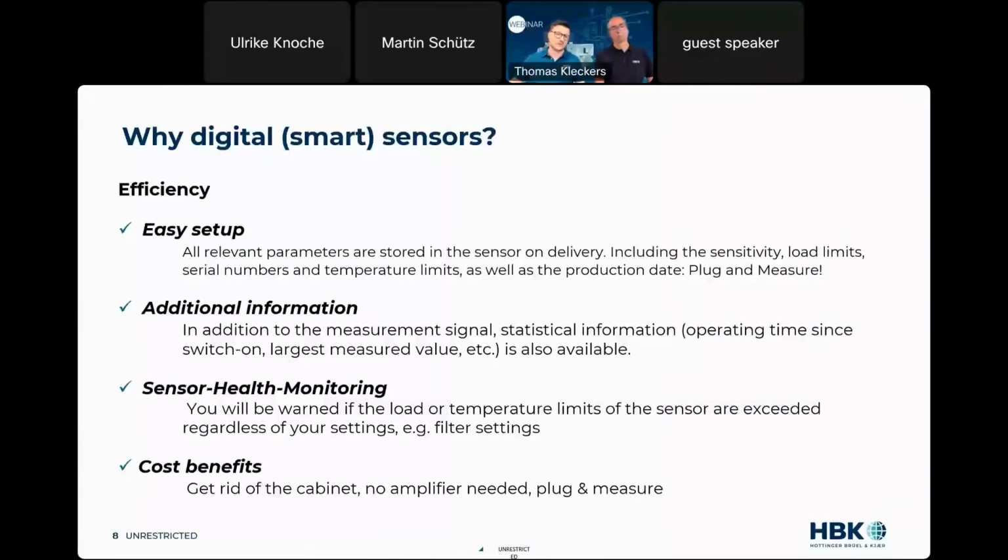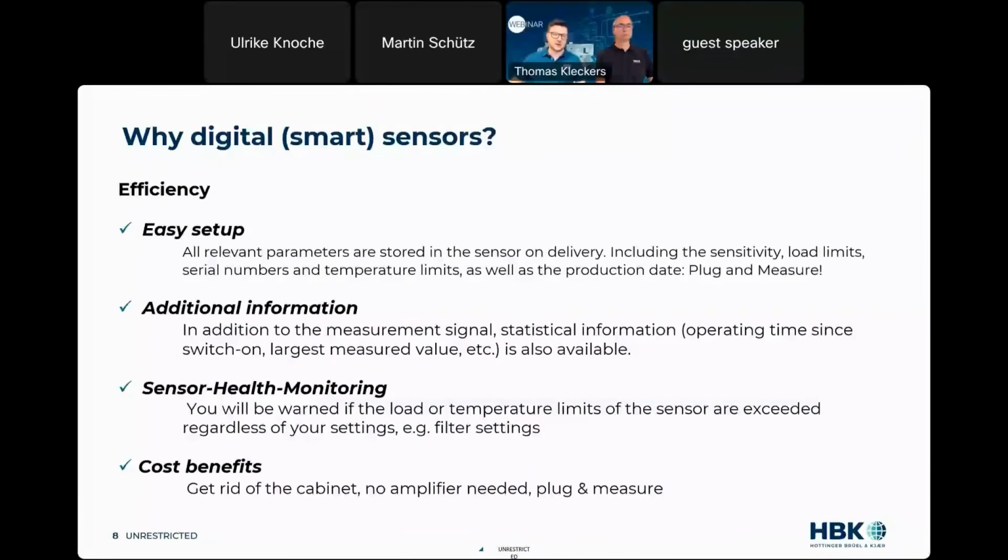For example, if you have a force sensor, you get the force signal, but added to that you get temperature readings, information on the runtime of the system, and the minimum and maximum values, so statistical information of the sensor. And this leads to the sensor health monitoring feature we have integrated in our smart sensors, which we will address in more depth on the next slide. But this feature should showcase that with more information in the sensor, we can track the health of the sensor.